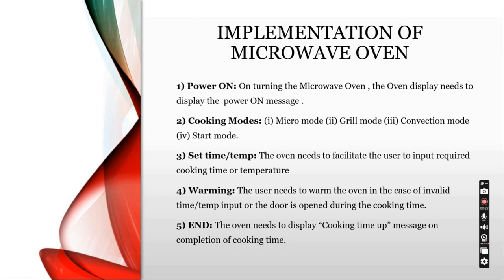Set time or temperature. The oven needs to facilitate the user to input the required cooking time or temperature. Warning. The oven needs to warn the user in case of invalid time or temperature input or if the door is open during the cooking time. And the oven needs to display a cooking time up message on completion of the cooking time.